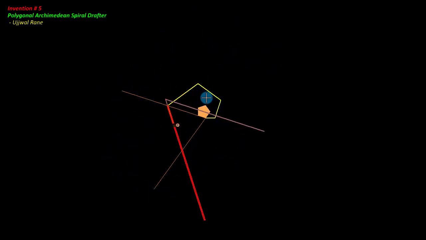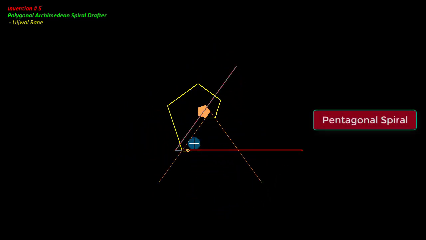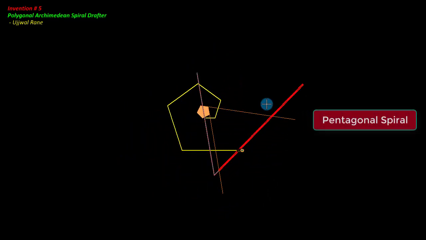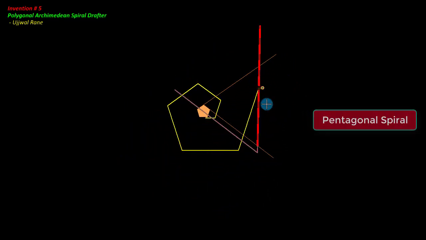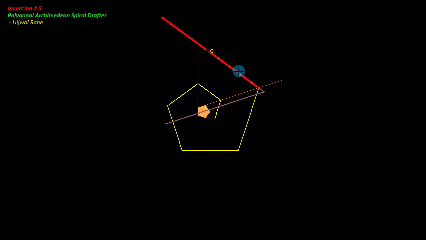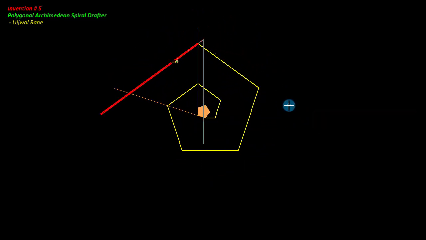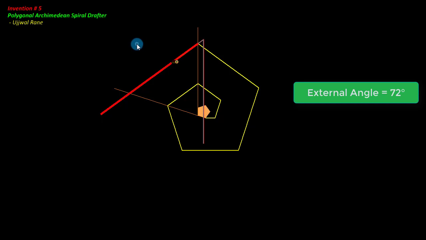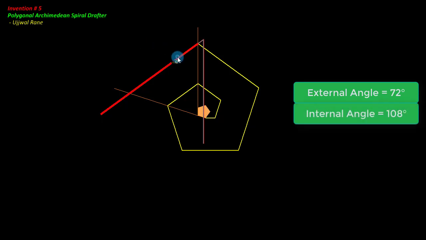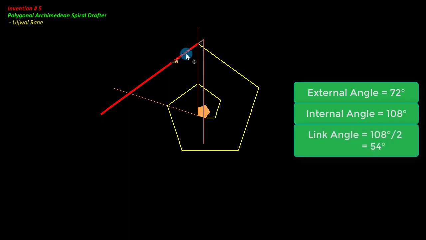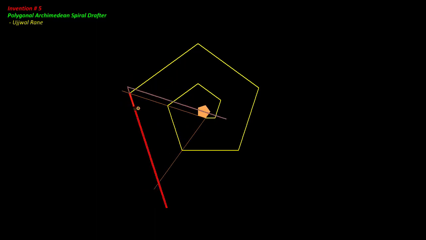So have you guessed it already? Or by now you should know. It is a pentagonal Archimedean spiral. So here the basic working is the same. See, the external angle for a pentagon is 360 upon 5, that is 72. This is its supplementary angle, so 108, and we are taking half of that, that is 54 degrees, for our angular link. So that's the only variation we make.